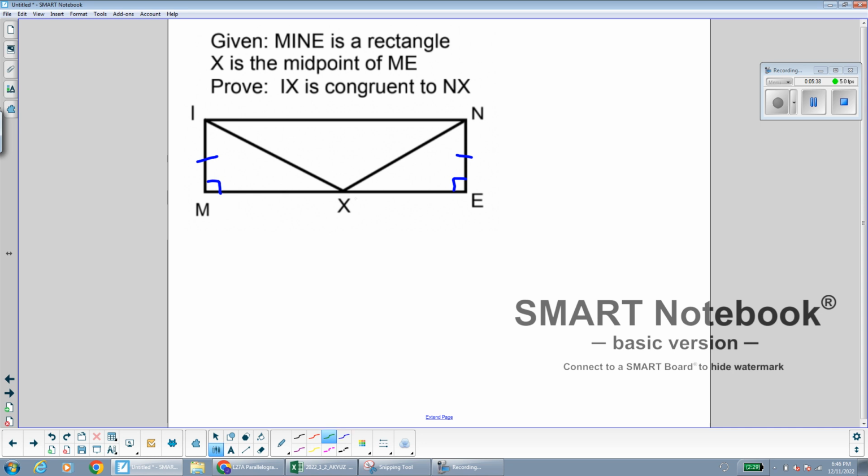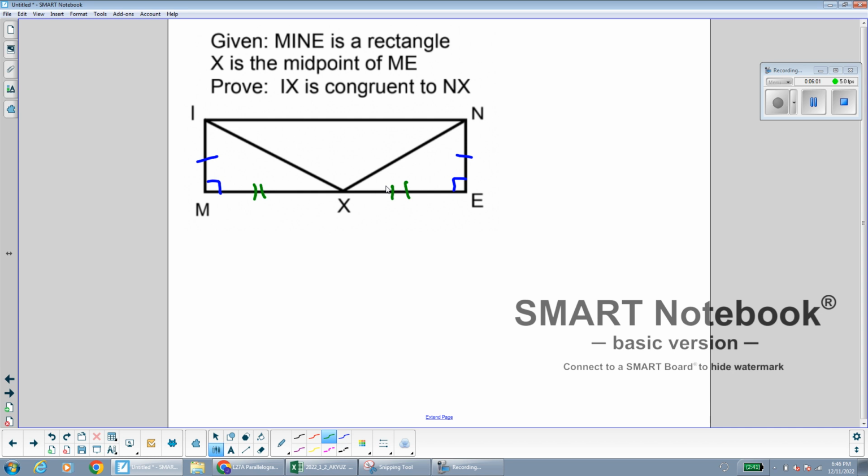Well, that's great, because if we know that X is a midpoint of the line segment, it splits the line segment equally into two congruent parts. And now we see that the triangles are congruent by side angle side. And now that we know triangle IMX and triangle NEX are congruent, we can say that the corresponding sides IX and NX are also congruent due to CPCTC.